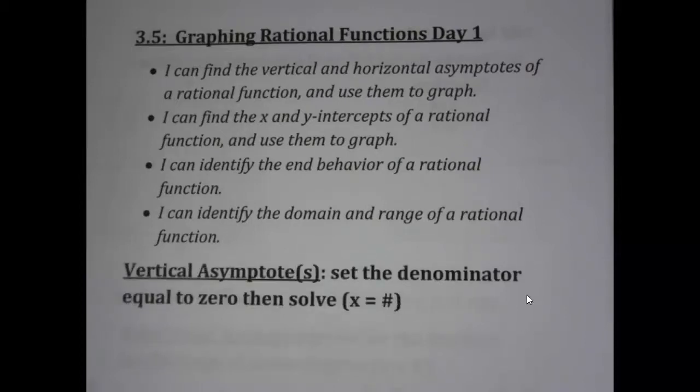First up, each time you're going to need to identify the vertical asymptotes. To do that, you set the denominator equal to 0 and then solve. So you'll get answers that are x equals a number, and those equations will represent your vertical asymptotes.